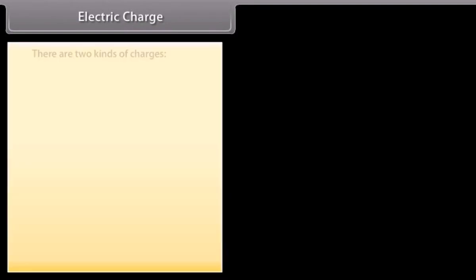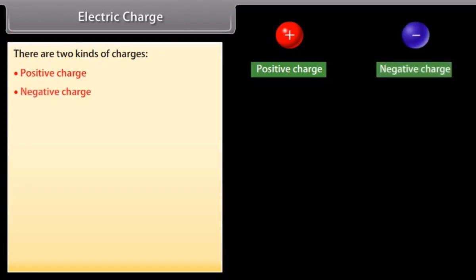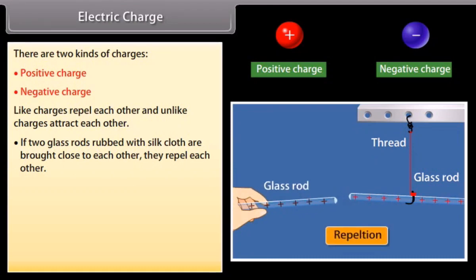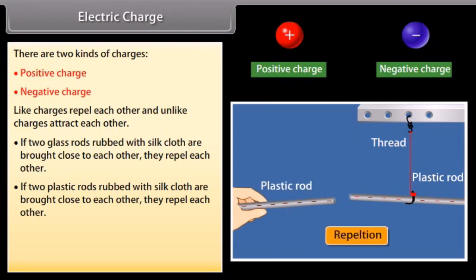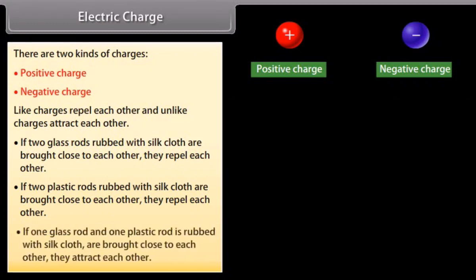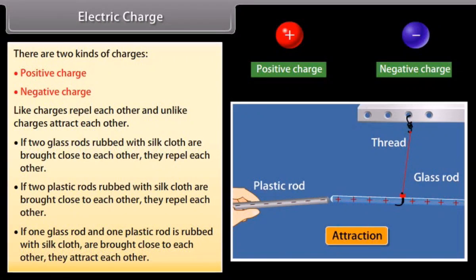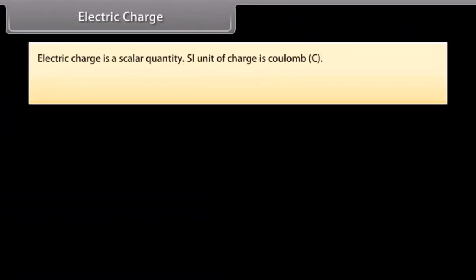Electric charge. There are two kinds of charges, positive charge and negative charge. Like charges repel each other and unlike charges attract each other. If two glass rods rubbed with silk cloth are brought close to each other, they repel each other. If two plastic rods rubbed with silk cloth are brought close to each other, they repel each other. If one glass rod and one plastic rod rubbed with silk cloth are brought close to each other, they attract each other. Electric charge is a scalar quantity.